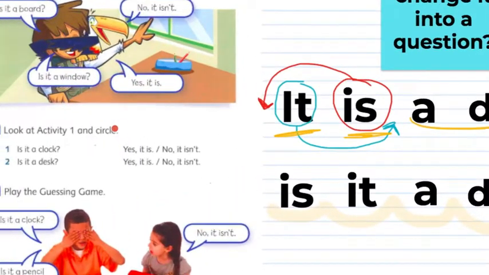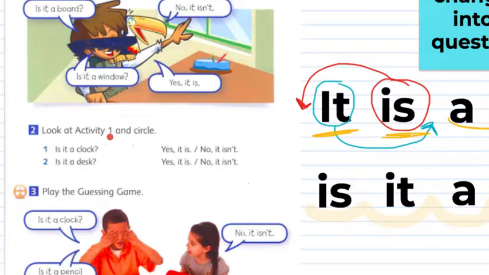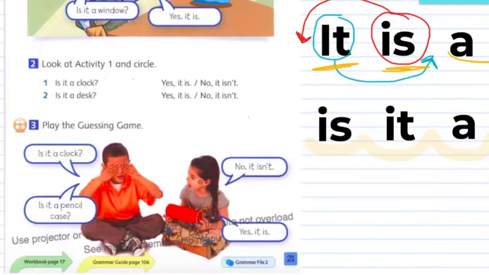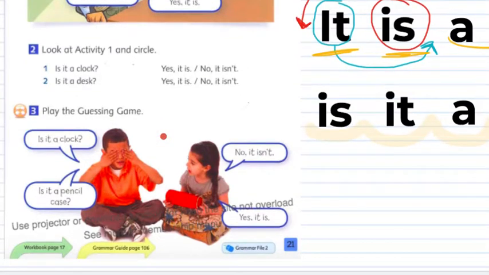So, in this activity, you have to look and circle. Is it a clock? Yes, it is, or no, it isn't. Is it a desk? Yes, it is, or no, it isn't. You will have to circle the option that you think it is, okay? This one is not necessary. If you want to play it, you can do it. You have to play the guessing game. Tienes que adivinar qué objetos te están mostrando. You can play this with your mom or sister or brother, but if you don't want to play it, it's okay.